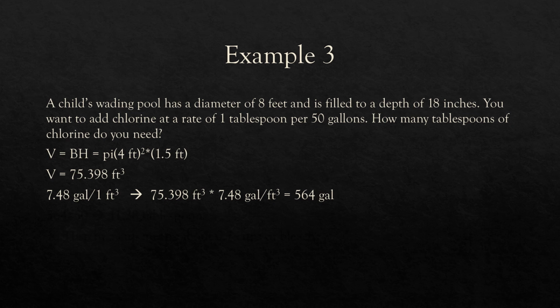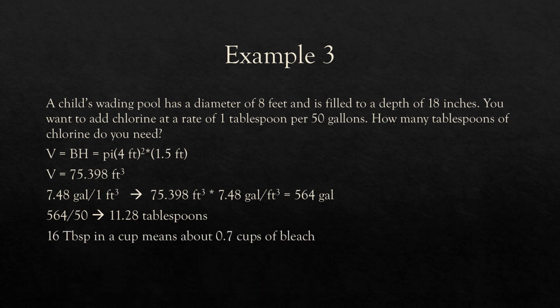Now we're going to divide that 564 by 50 because each 50 gallons only needs 1 tablespoon. That leaves us with 11.28 tablespoons of chlorine that's needed. And if you want to measure that in cups, you may need to calculate that there's 16 tablespoons in a cup. So 11.28 divided by 16 is about 0.7 cups of bleach. And you would need to add this about once a day.